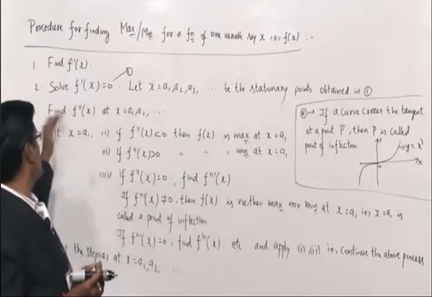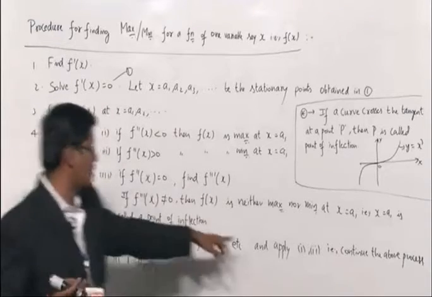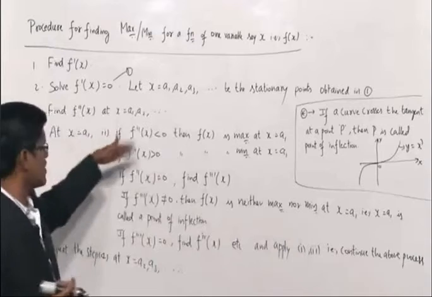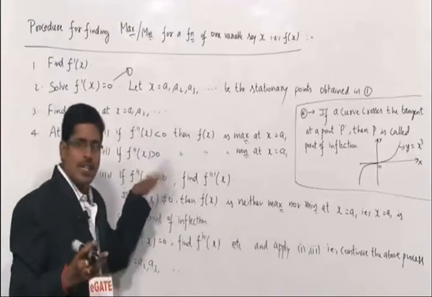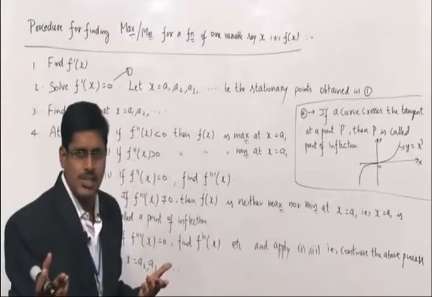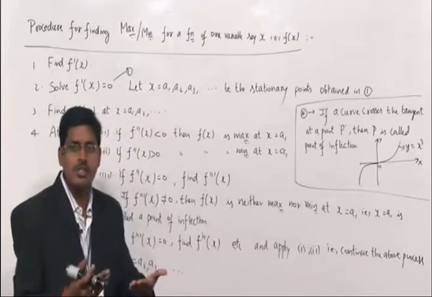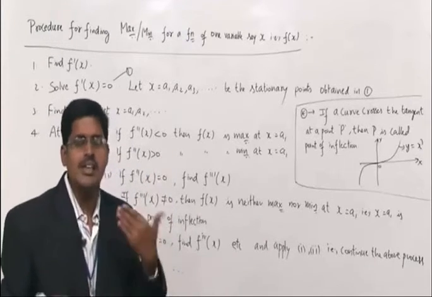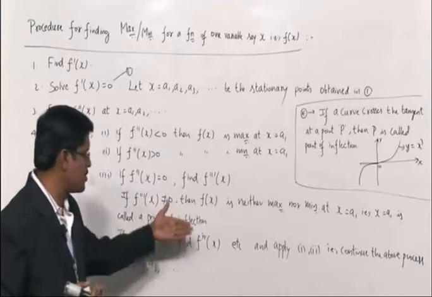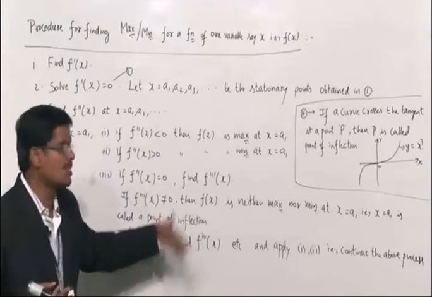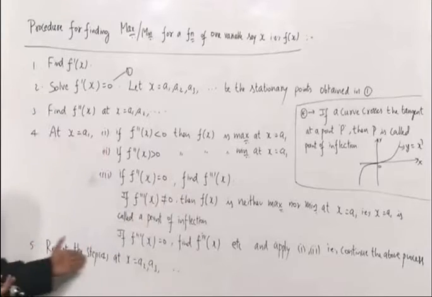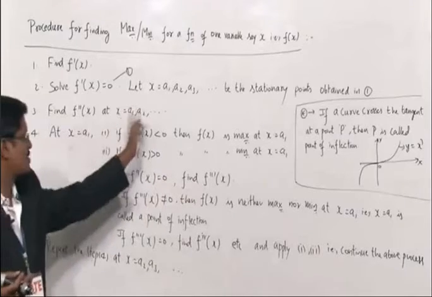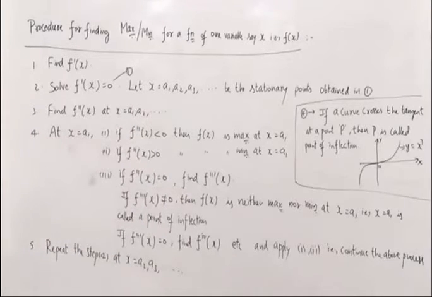That is, repeat the above process 1, 2 in step 4. Even order derivatives you have to show less than 0 or greater than 0. Odd order derivatives you show equal to 0. Odd order means f dash, f triple dash, etc. Even order derivative means second derivative, fourth derivative, etc. Whenever you need fourth derivative, fifth derivative, sixth derivative, like that, repeat the step 4 for other points a2, a3, and so on. This is the procedure. Please learn it by heart.